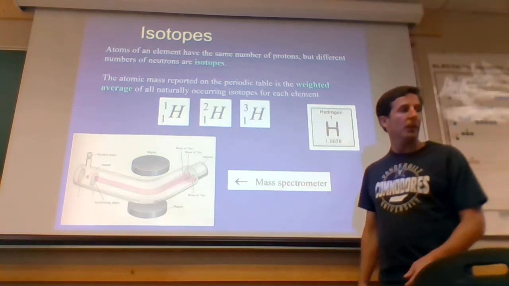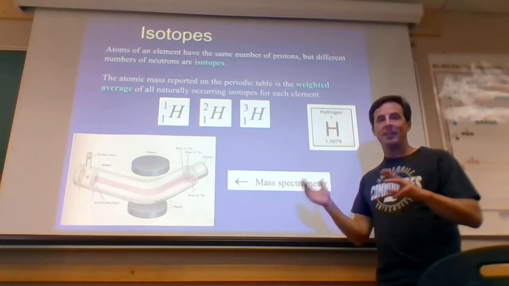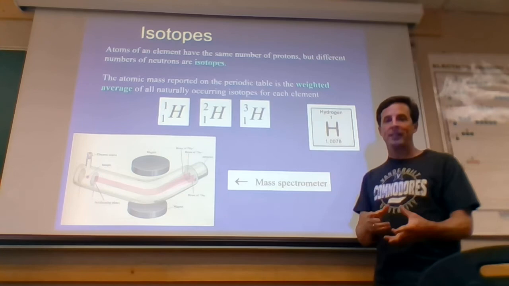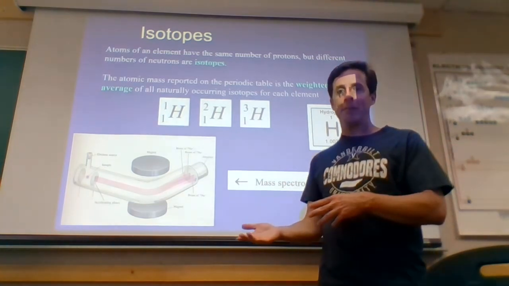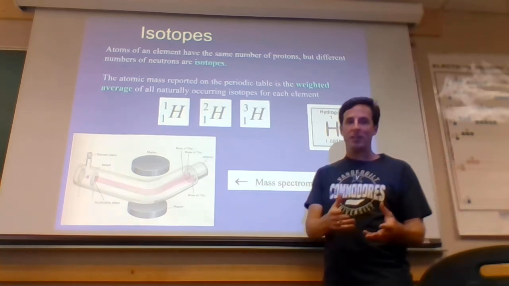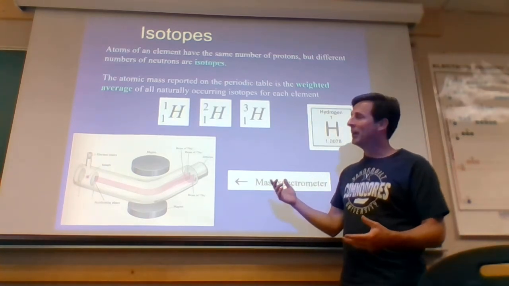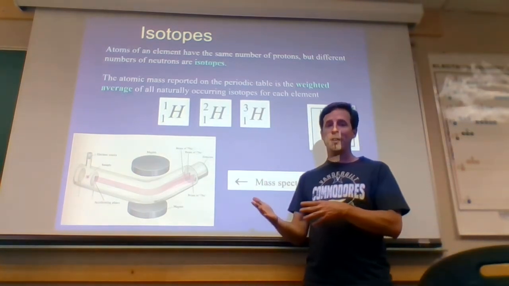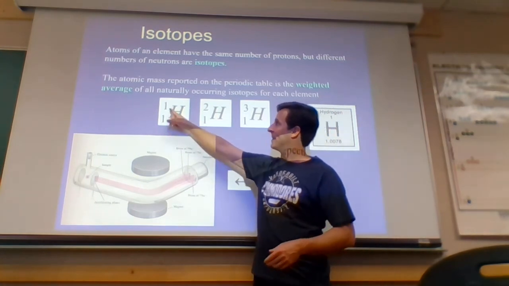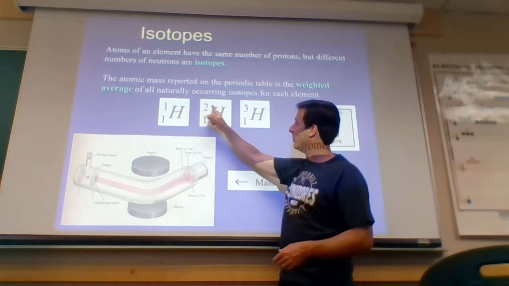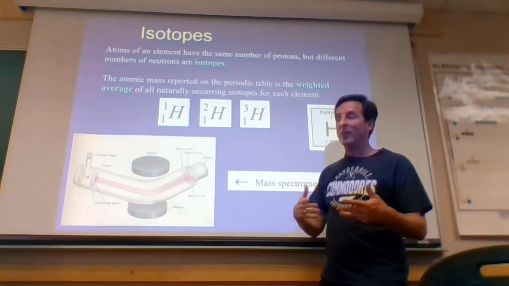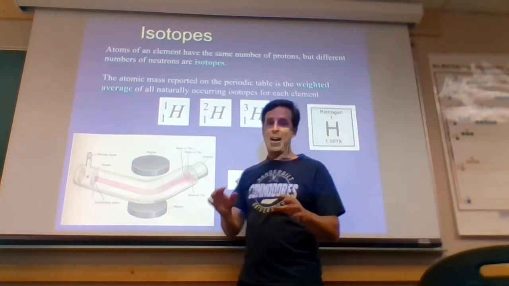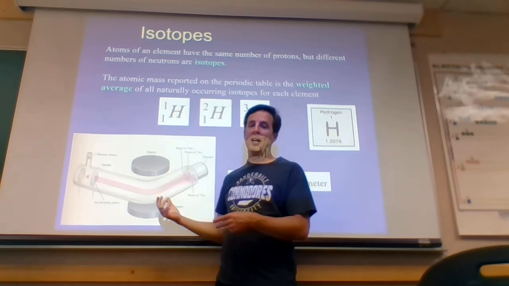All right, so we've mentioned isotopes before, but basically for most elements on the periodic table, there are different weights that the atoms can have. So if I'm looking at hydrogen, there are 3 different forms of it. There's hydrogen with a mass of 1, hydrogen with a mass of 2, and hydrogen with a mass of 3.